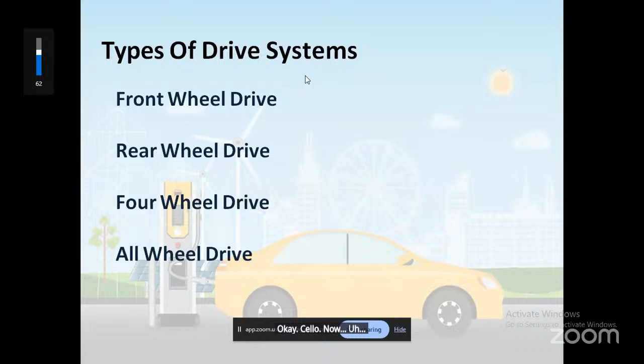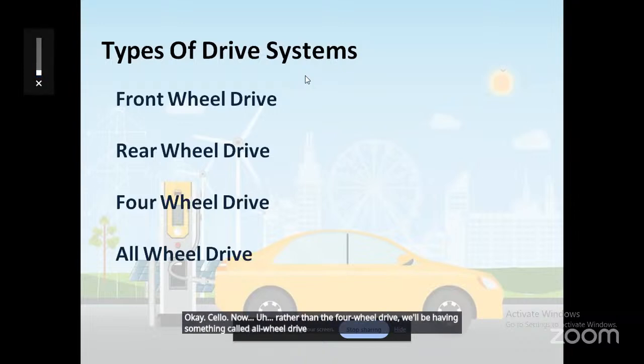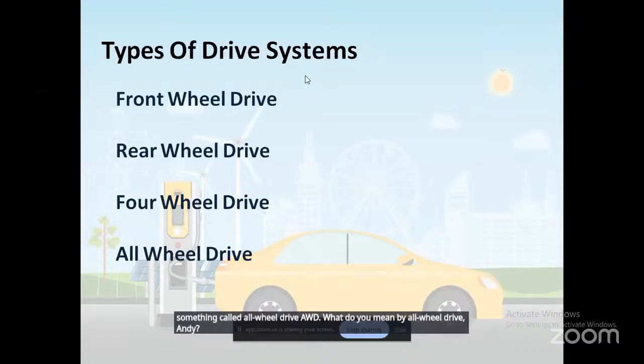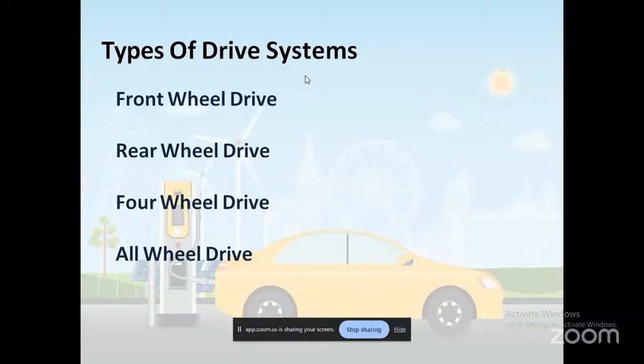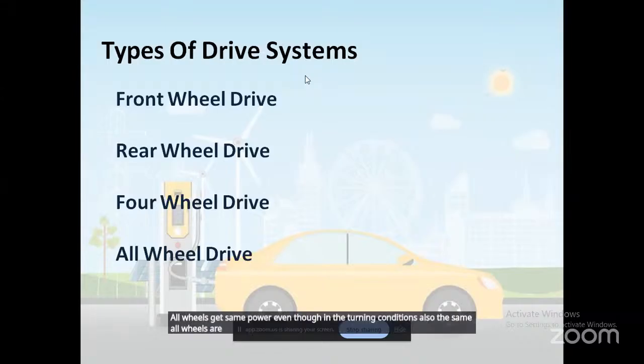Now, apart from the four-wheel drive, we have something called all-wheel drive, AWD. What do you mean by all-wheel drive, Andy? All wheels get the same power, even in turning conditions. Are all wheels not getting the same power in the case of four-wheel drives also? Any other answers?